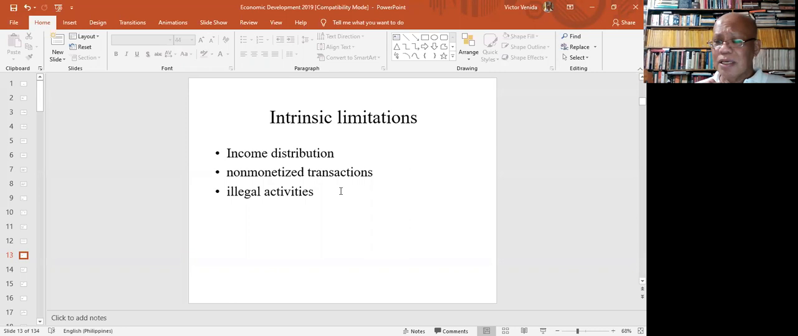So the GNP per capita data by itself cannot give an idea of the income distribution of a country. Also, non-monetized transactions are not included in GNP. Okay? Non-monetized transactions like cooking your own meals at home or doing your own laundry, your own clean up, and the like.